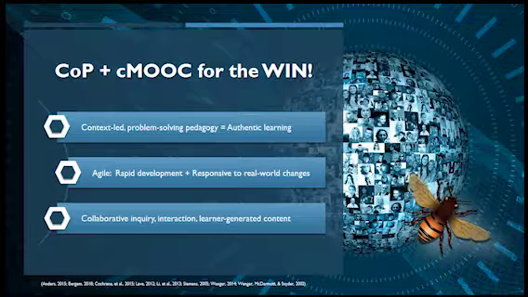Because of their context-led and problem-solving pedagogy, CMOOCs are particularly appropriate for providing authentic professional learning experiences and have been effectively implemented through community of practice infrastructure elsewhere. CMOOCs can also have a quite agile structure that enables curriculum to be designed and developed quickly in response to emergent issues, changing evidence and practice, and professional development needs such as just-in-time learning.